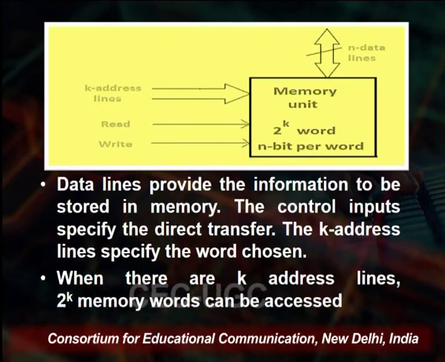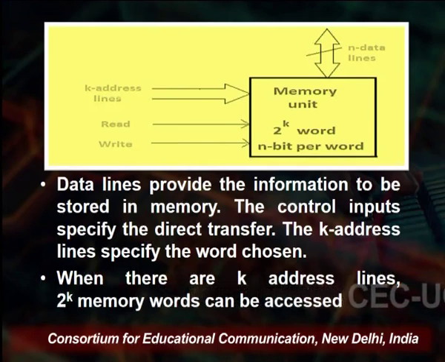You see on the screen that we have n data lines and a memory unit of 2 power k words, with n bits per word. Now k address lines we have here, and read and write control lines in this memory unit. So the data lines provide the information to be stored in the memory.